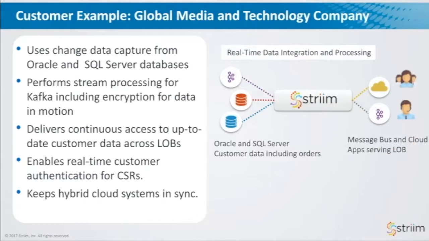Another example is this media technology company. They are doing change data capture from Oracle and SQL Server databases, doing processing on that and pushing that out onto Kafka. They're also reading some data from Kafka and doing additional processing and pushing that out into Kafka. They're doing encryption on the data as it's moving. And this is all to enable their line of business people to be continually up to date on what's happening with customers. It's all about customer service, making sure that you can have continually up-to-date data in the cloud, serving the line of business.